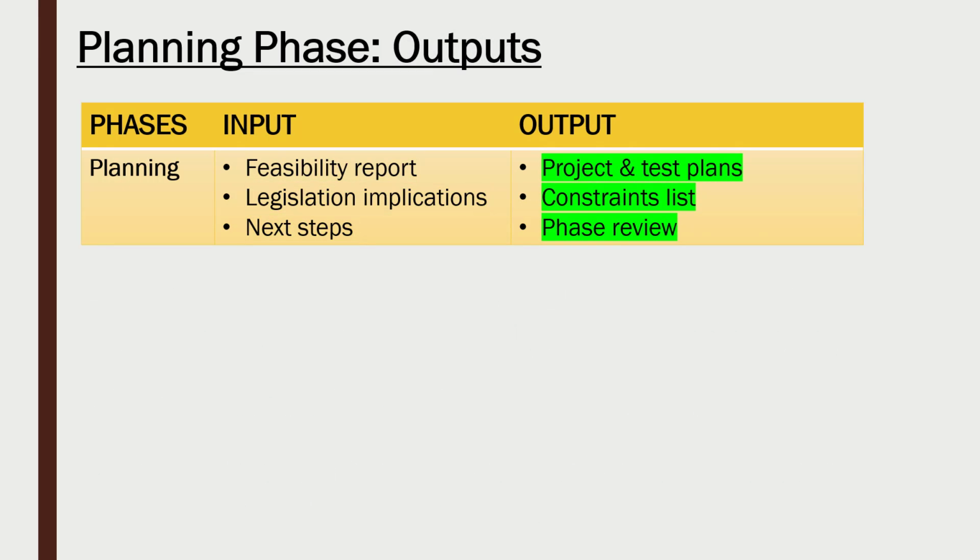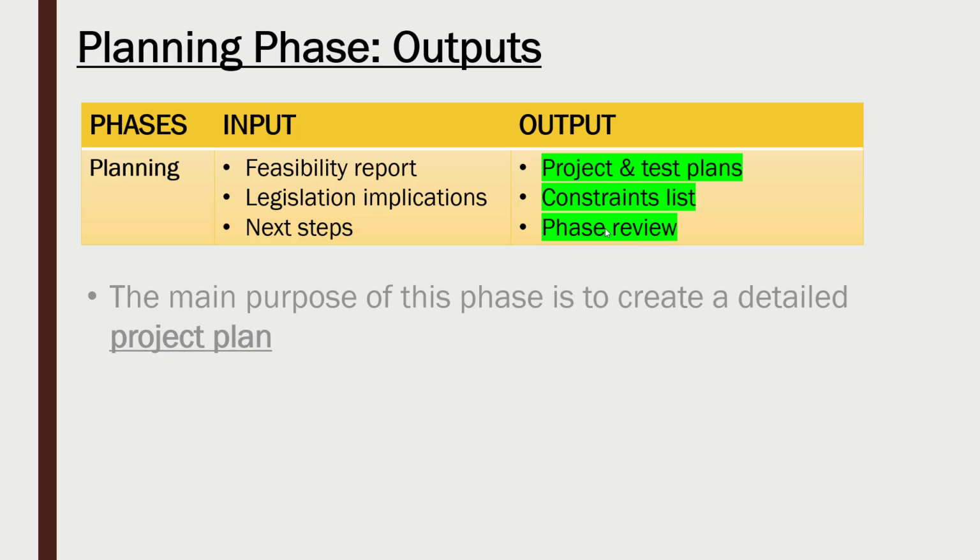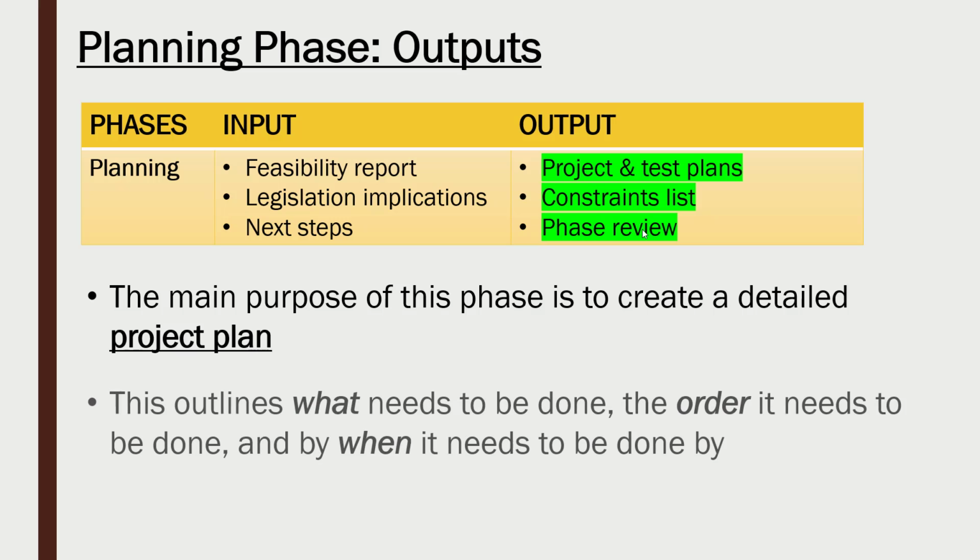Now in terms of our outputs, we've got, first of all, a project and test plan. Really, the main purpose of planning is, surprise, creating a project plan. We are creating this document which is going to tell us what we need to do to achieve our objectives. A test plan we'll look at a bit later as well. This project plan is telling us what we need to do, the order it needs to be. The order is so important, and also when we need to do it by. The constraint is always going to be timescale, and so we need to make sure we finish our project in a decent amount of time that fits our constraint.